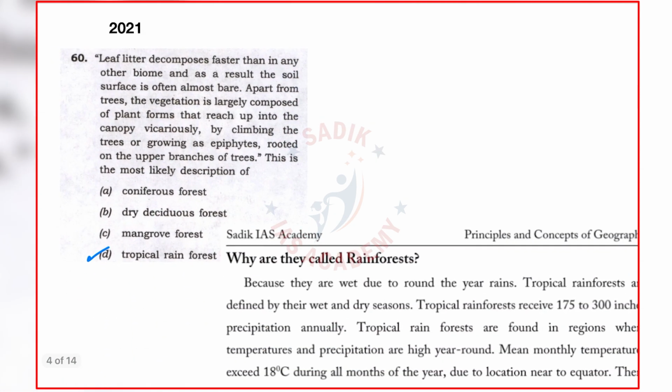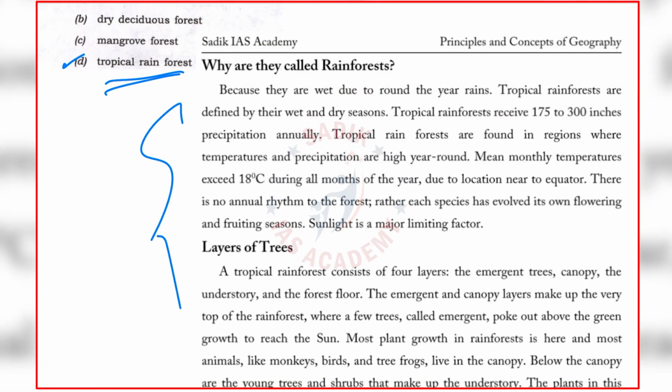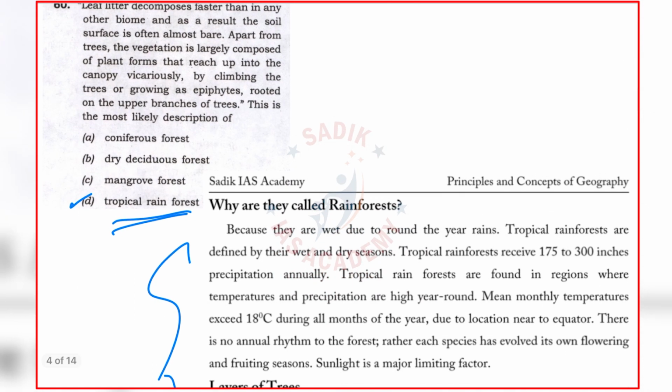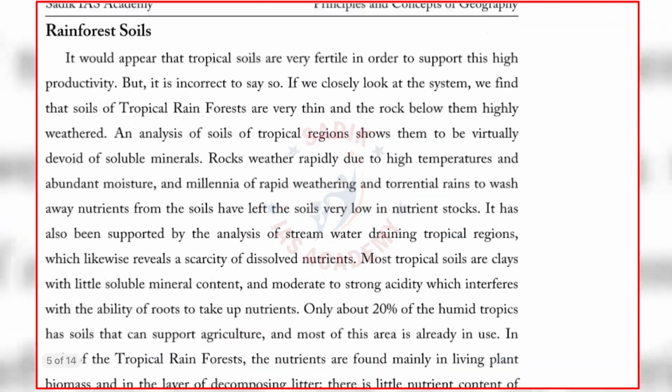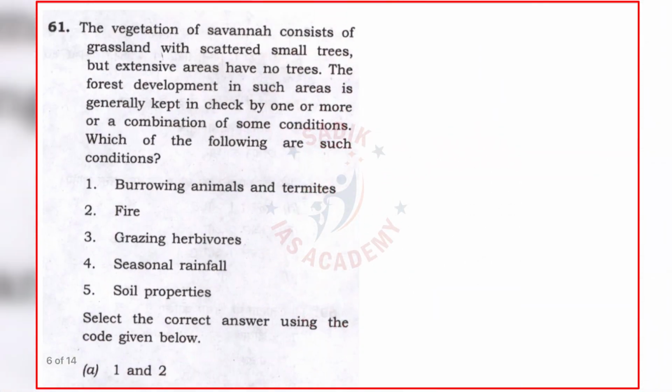2019 question. Another, the 2021 question, if you see, tropical rainforest: the leaf litter decomposes faster than any other biome. The same thing is given in the paragraph, because I have taken this content for the book from the NCERTs, so definitely it should be repeating. What is a rainforest? All this is also asked again and again in the UPSC. Okay, next, I'll just show you one or two more.